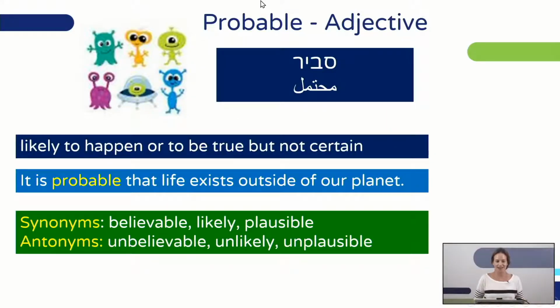Now, as you can see here, I chose a picture of aliens, okay, extraterrestrial, because I think that it's probable that there is life out there on other planets. I don't know if they look like this, but I think something's out there. And now a synonym, or words with the same meaning as probable, would be believable, likely, plausible. Antonym for this word would be unbelievable, unlikely, unplausible. So pay attention here. Basically, I just added the word un to each of these three words on top. And those were the antonyms, the opposites.